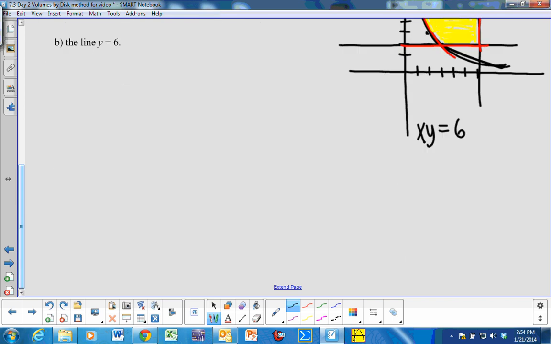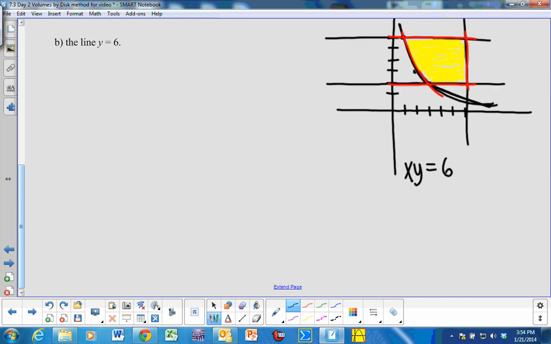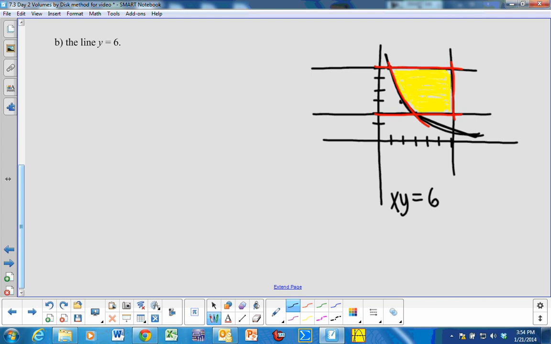Okay. So now let's do the same problem, only this time, so take my same original picture, only this time I'm going to revolve it around the line y equals 6. That's this line up here on top, so this is where I'm going to revolve, around this line. So my rectangle then would have to be perpendicular to the line y equals 6. So let's draw a rectangle there. So here's a rectangle that is perpendicular to the line y equals 6.